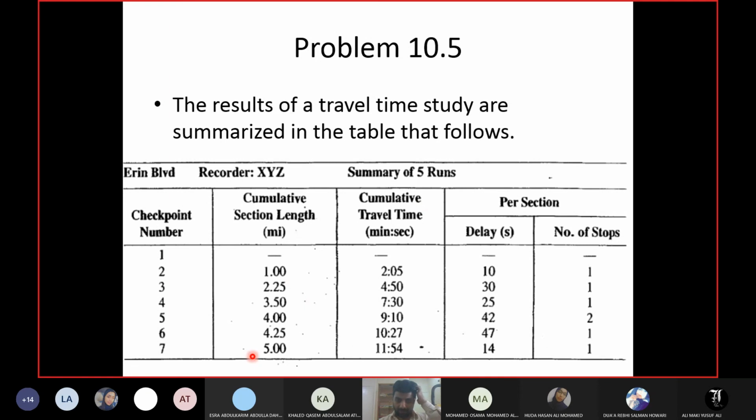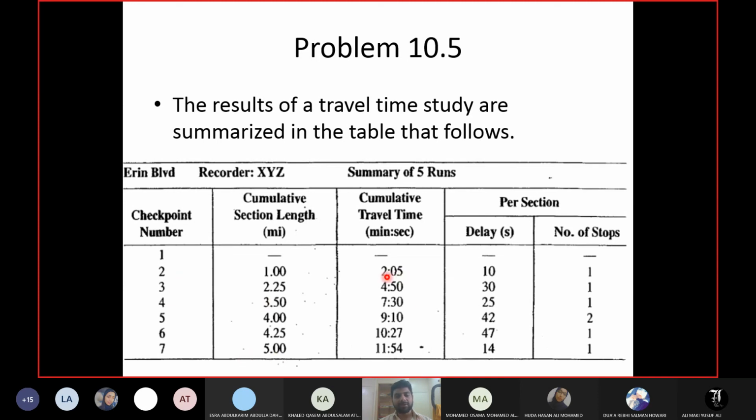So what are these values? We have a section of the highway which starts from point 1, ends at point 7, and between point 1 and 7 I have 5 additional points. So these are the intermediate points at which values are taken. Then you have the cumulative length. Cumulative means it's always taken from point 1. So from point 1 to 2, length is 1 mile. From 1 to 3, it is 2.25. From 1 to 4, it is 3.5, and so on. So total length is 5 miles.